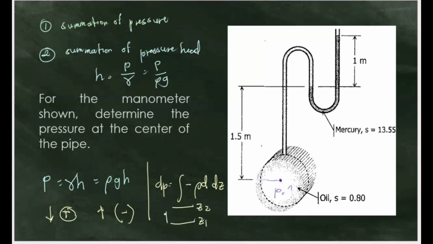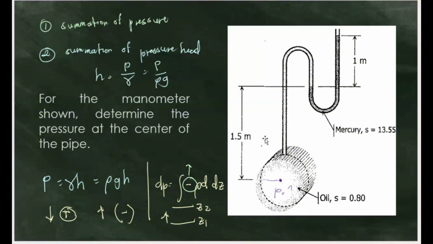So, when we read the pressure from Z sub 1 to Z sub 2, it gives us a negative value. In this scenario, the pressure at the bottom is higher compared to the top. So, that is our approach, and we will use the same with this problem.